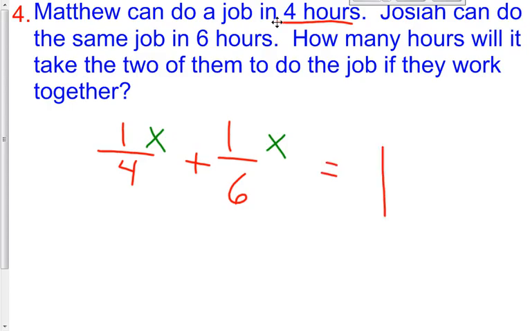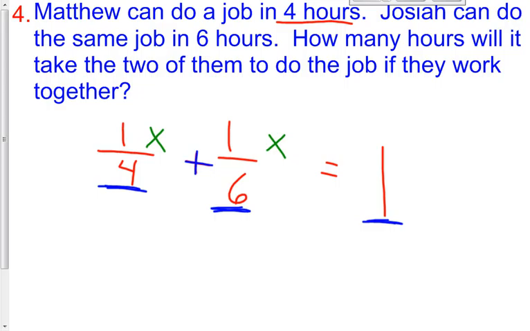So once again, Matthew can do one job in 4 hours. Josiah can do one job in 6 hours. How long will it take if they work together, so that's why we're adding, to equal that one total job that they need to do. And x is the amount of time that passes. That's going to be our variable.